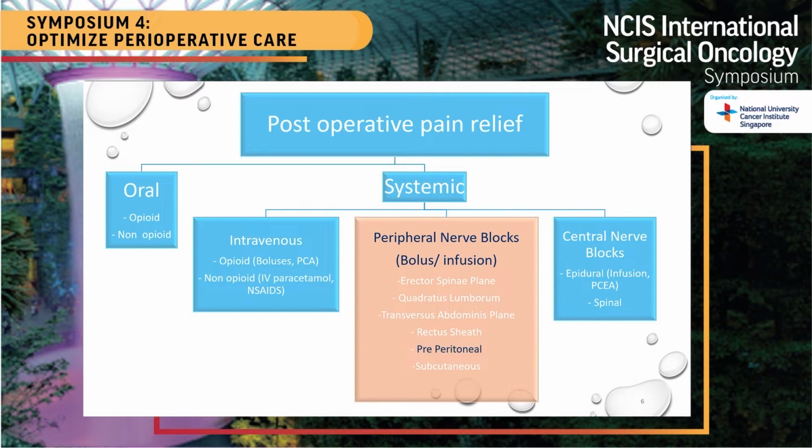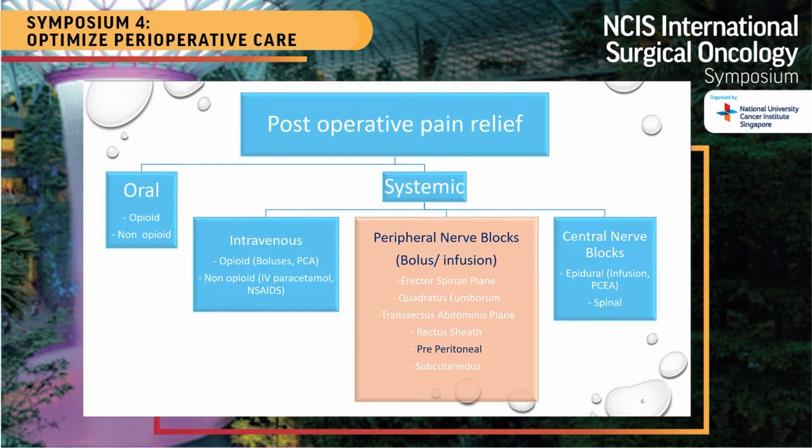So this diagram provides an overview of post-op pain relief. Now, I am not an anesthetist, so please pardon me if there are any mistakes here. There are oral and systemic options. For oral medications, there are the opioids, for example, tramadol, oxycodone, and the non-opioid medications, for example, paracetamol, NSAIDs like naproxen, diclofenac.